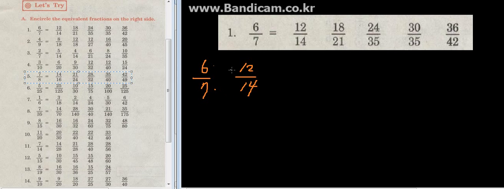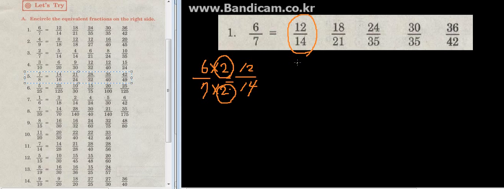Then, what do we have to do to make 12 from 6? We have to multiply by 2. What do we have to do to make 14 from 7? We multiply by 2 to get this one. We multiply 2 in the numerator and 2 in the denominator. We did exactly the same thing in both parts. So we can say 12/14 is the equivalent fraction as 6/7. So let's circle this first one.